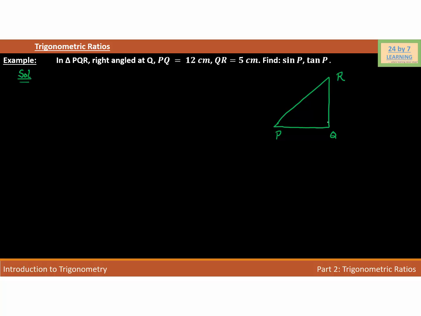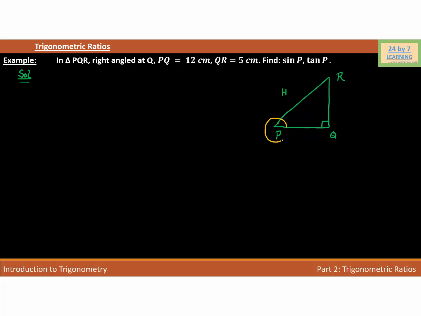and the triangle is right at angle Q. So this will be my right angle. So the side opposite to the right angle is the hypotenuse. As you can see, we have to find sine P and tangent P. So basically angle P is my reference angle. So I'm going to circle P so that we can remember that this is my reference angle.